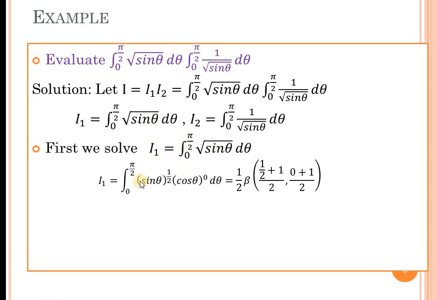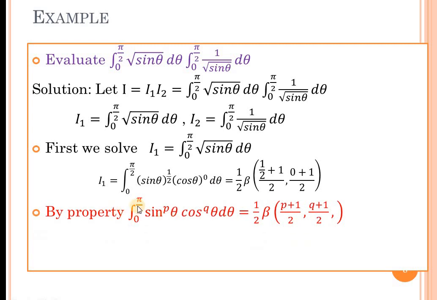So I1, we rearrange: integration 0 to pi by 2 root sine theta, we write as integration 0 to pi by 2 sine raised to 1 by 2 theta into, there is no term of cos, but we write cos raised to 0 theta, which is 1. We use the property integration 0 to pi by 2 sine raised to p theta cos raised to q theta d theta is 1 by 2 times beta of p plus 1 by 2 comma q plus 1 by 2. Here p is half, q is 0. So it is 1 by 2 times beta of 1 by 2 plus 1 upon 2 comma 0 plus 1 by 2.